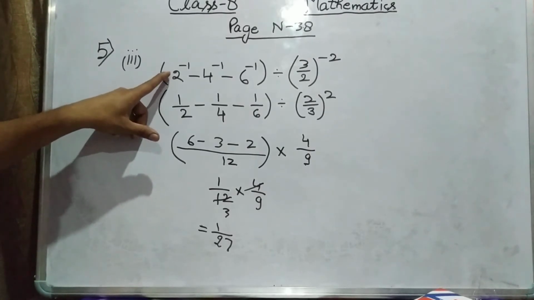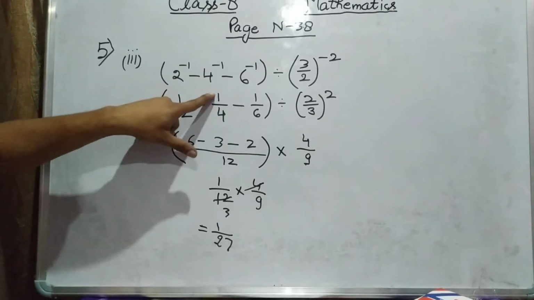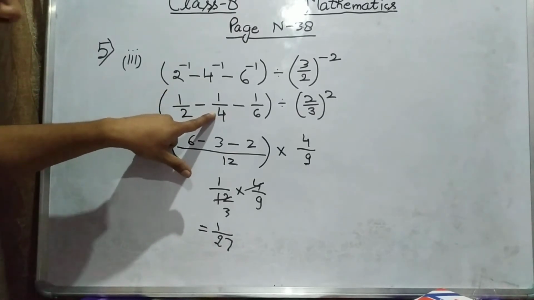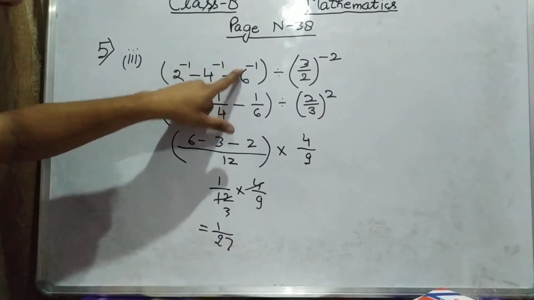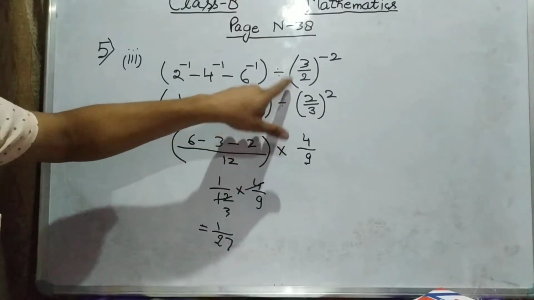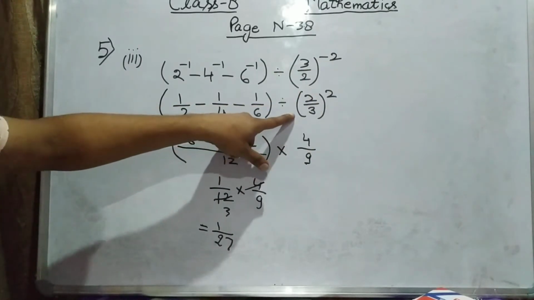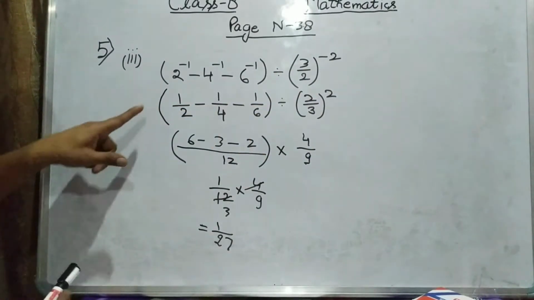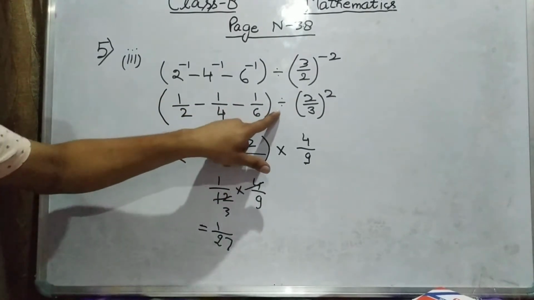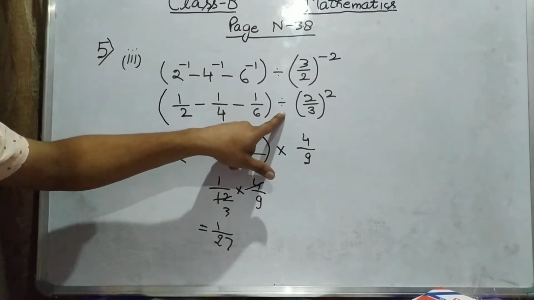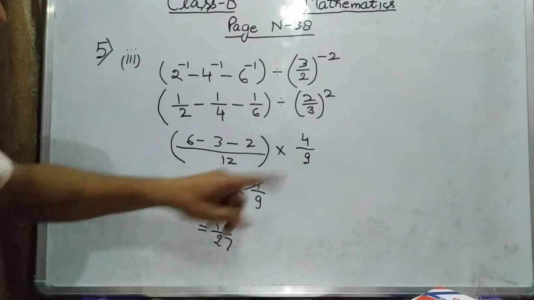2 to the power minus 1, convert it, 1 upon 2, minus sign, 4 to the power minus 1, 1 upon 4, minus sign again, and the power minus 1 gives 1 upon 6, divided by 3 upon 2, whose power will be positive and it will become 2 upon 3. So dear students, check here: 1 upon 2 minus 1 upon 4 minus 1 upon 6, take LCM. One mistake is there with the divide sign. While converting the divide sign into multiplication, we have to take the reciprocal once again.